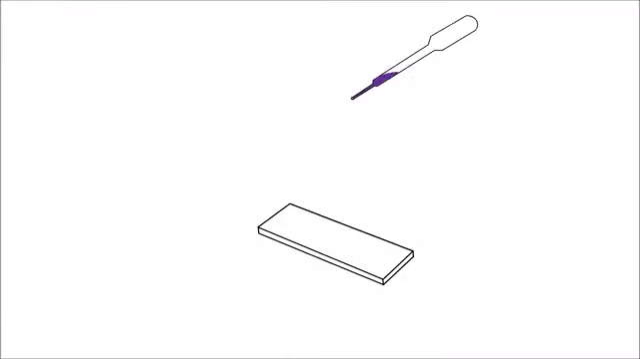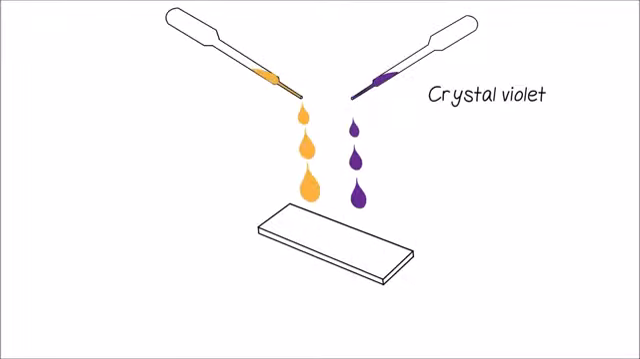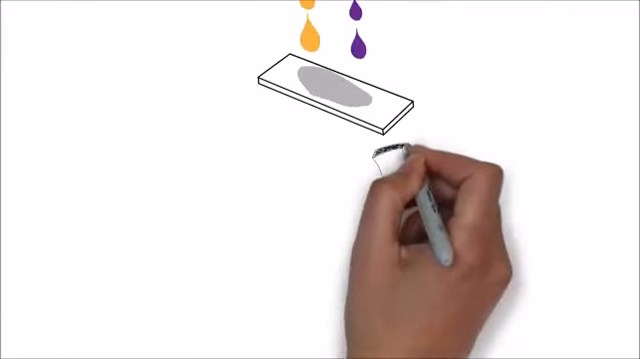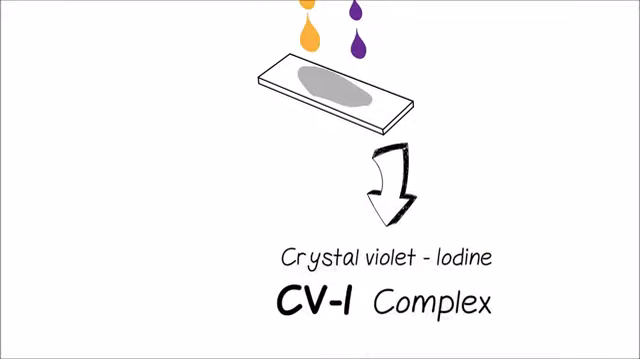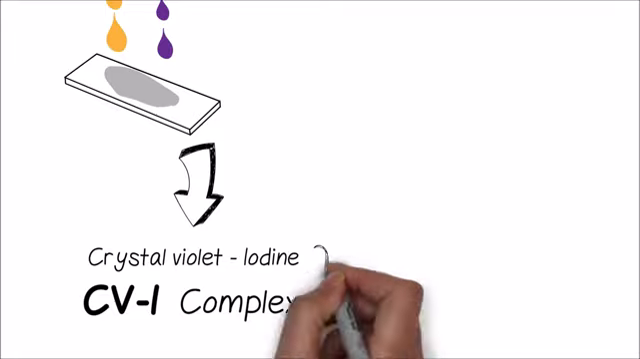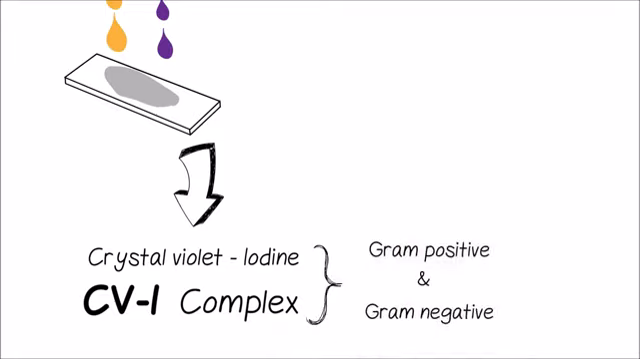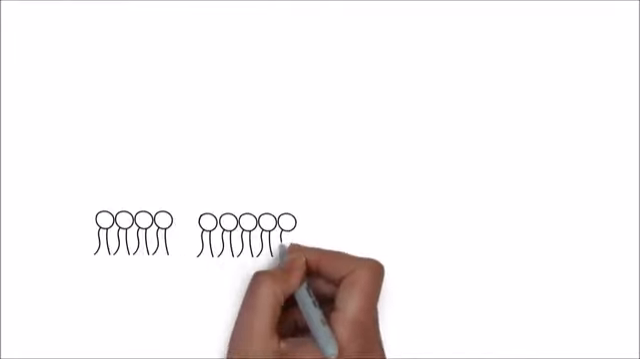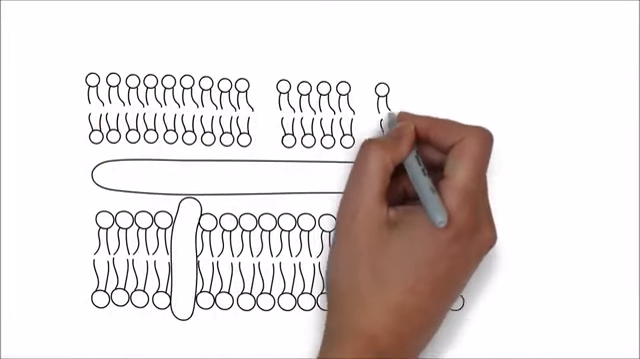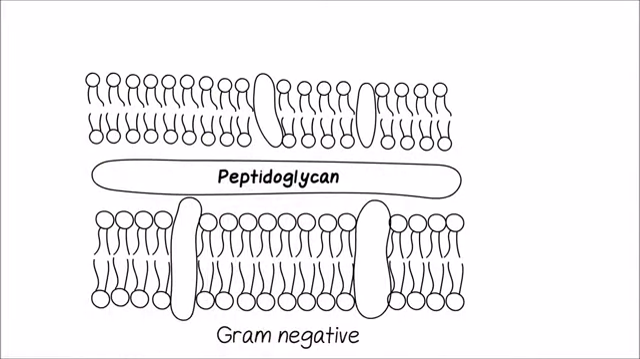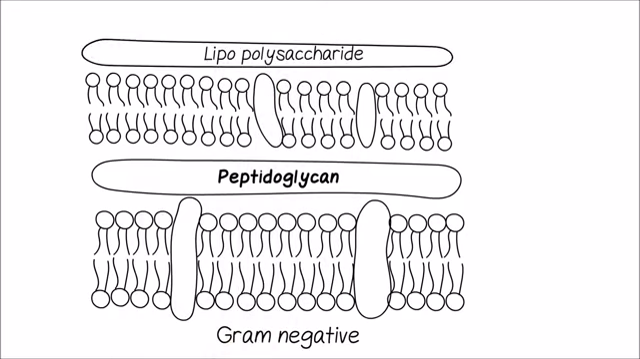When crystal violet and iodine are added to the smear, both will penetrate through the cell wall and form a large crystal violet iodine complex within the inner and outer layers of gram-positive and gram-negative bacteria. The cell wall of gram-negative bacteria is thin and made of 1 or 2 layers of peptidoglycan. In addition to this, it has got an outer lipopolysaccharide layer surrounding the cell wall.